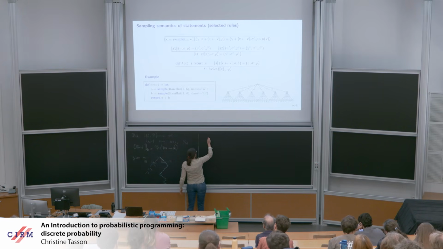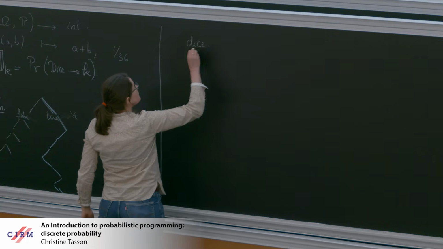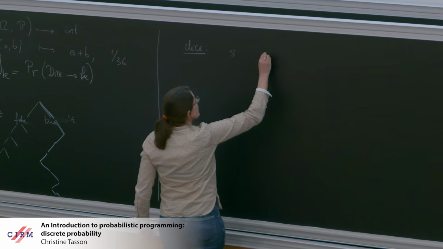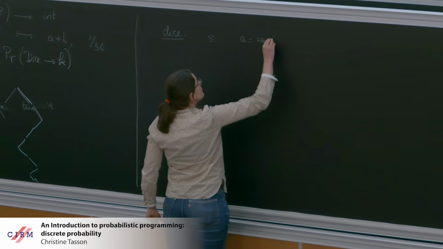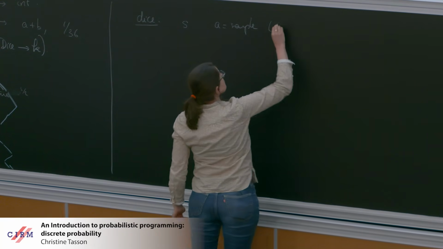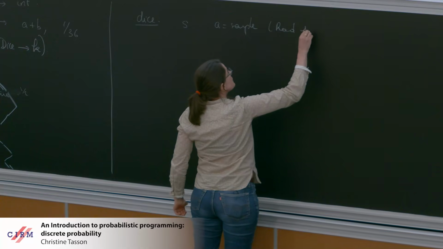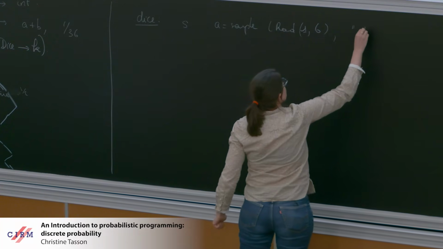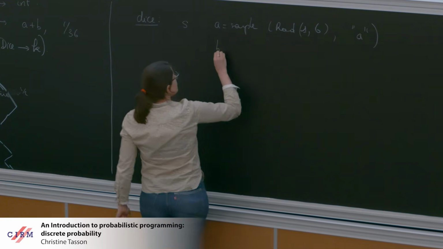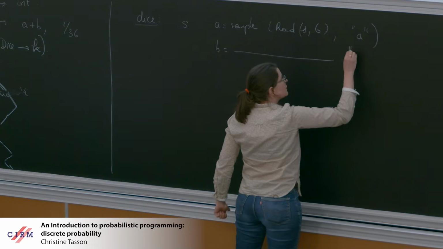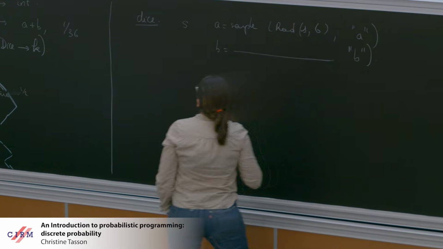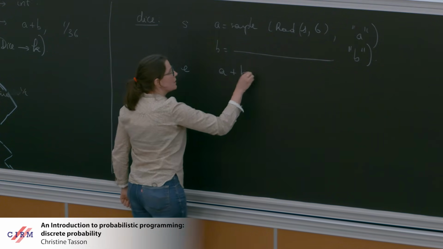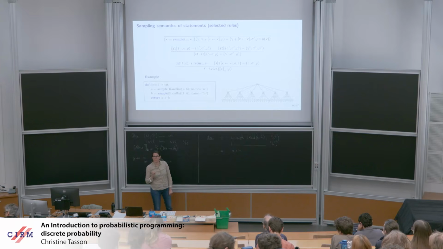Okay, so dice is a declaration. And S, the main statement, is A equals sample of round 16 with key A. B is the same thing but with key B. And the expression is the sum of the two samples, right?